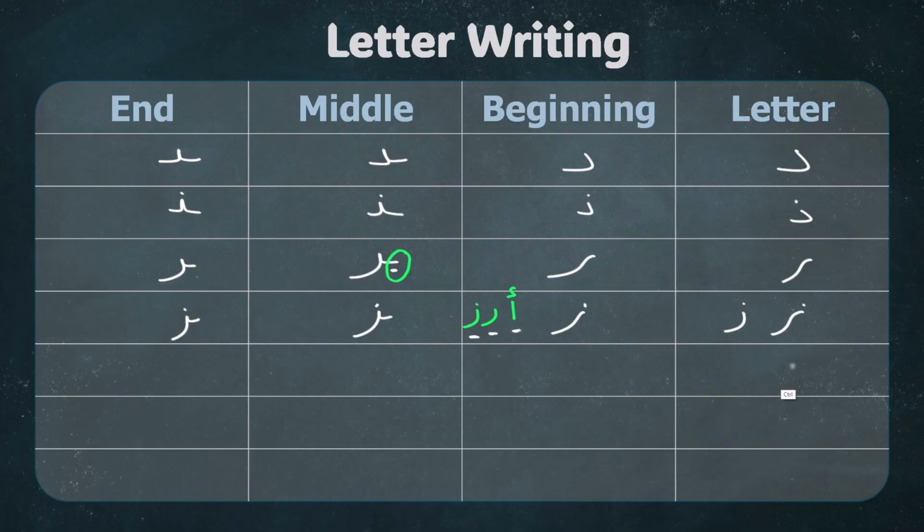Let's continue. Sin, in the beginning, it's like this. You see what's going on here? In the middle, and in the end. And Sheen, in the beginning, just like Sin. In the middle, and in the end.